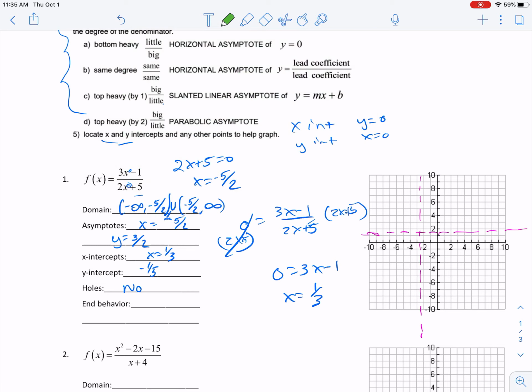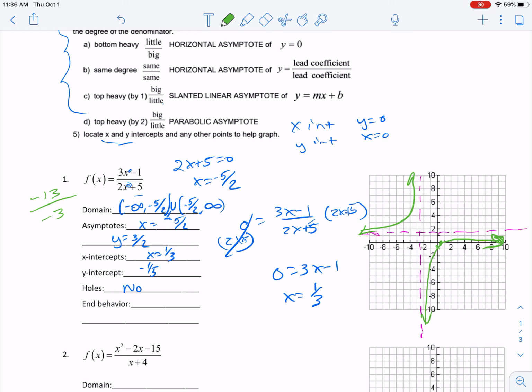The x-intercept is at 1/3, and the y-intercept is at negative 1/5. So this must have a curve over here. The question is, where's the other one? I'm going to plug in negative 4. You get negative 12 minus 1 over negative 8 plus 5, which is negative 13 divided by negative 3. That's a positive number, so it's up here. You'll notice I didn't find exact y values. I just sketched it. That's our whole goal.